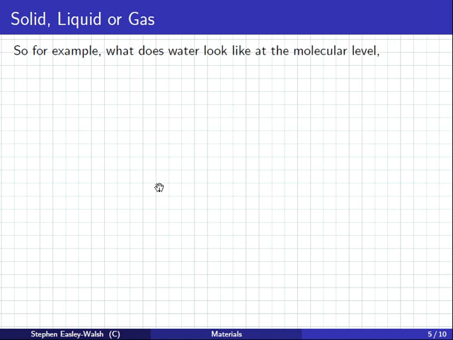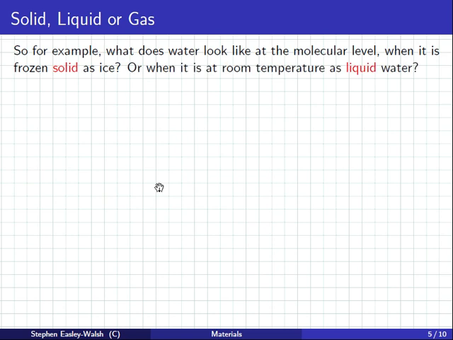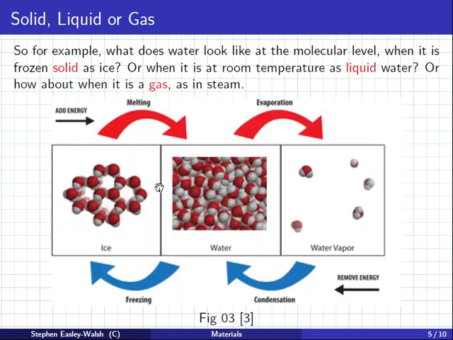So, what does water look like at the molecular level when it is frozen solid as ice? Or what about when it's a liquid or even a gas? So here's a picture of the three different states that water can be in. Firstly, this is what the H2O looks like when it's ice. This is when it's liquid water, and this is when it's steam. How would you describe the differences here?